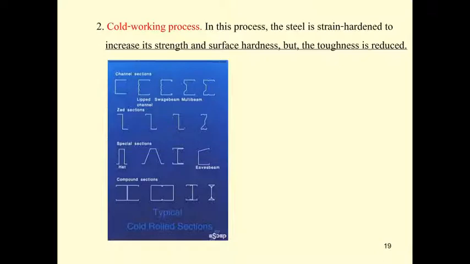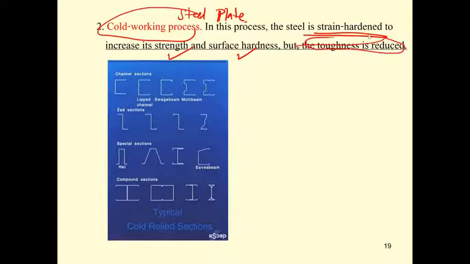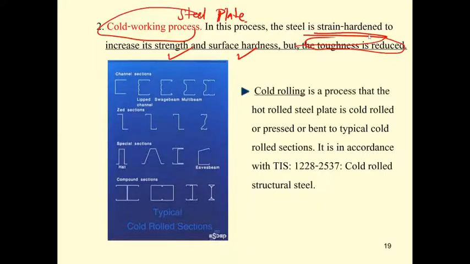And next, the cold working process. Most of the time this involves the steel plate. They put the steel plate through some process which causes strain hardening. This will increase the strength of the steel and the surface hardness, but as you know, the toughness is reduced. Energy absorption is also reduced. This is usually used for cold-formed sections in minor structural members. The process that produces it is called cold rolling. It's hot rolling when it's hot, and cold rolling when it's cold. And this must follow the TIS 1228.